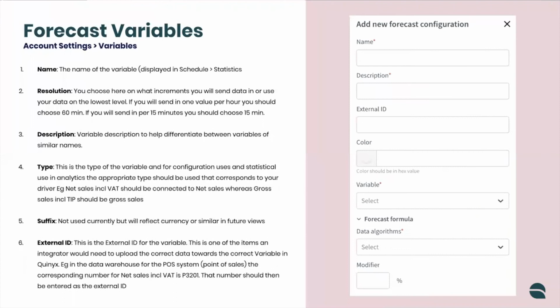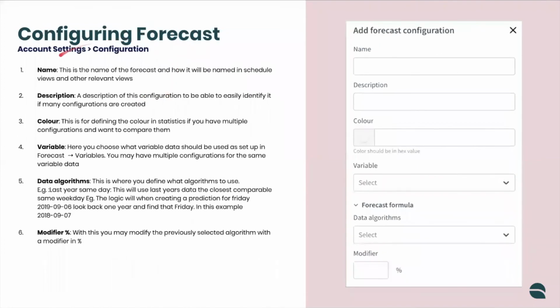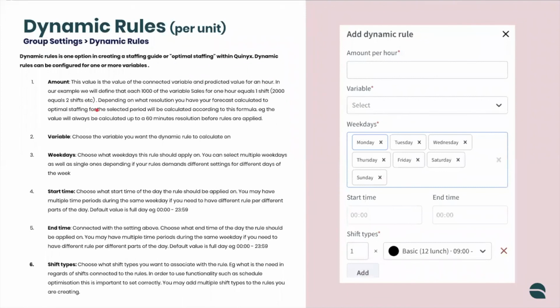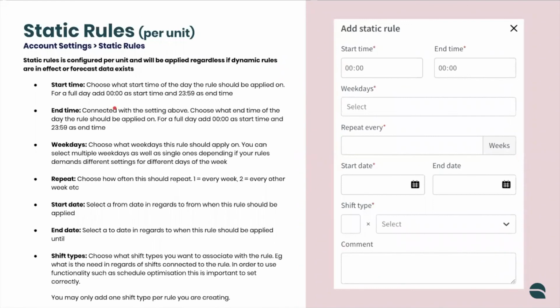So with that being said, like I mentioned, all of that is outlined in the help docs. I realize that's just a really quick overview, but there is minimum setup that needs to be done in order to start utilizing that. 1, create the variables. 2, configure the forecast. 3rd step, set up the dynamic rules to give me my optimal headcount. Create any static rules if you have any. So again, these are detailed descriptions of what each of these fields are if you would like to revisit these afterwards. And then the last part of that is getting data in.